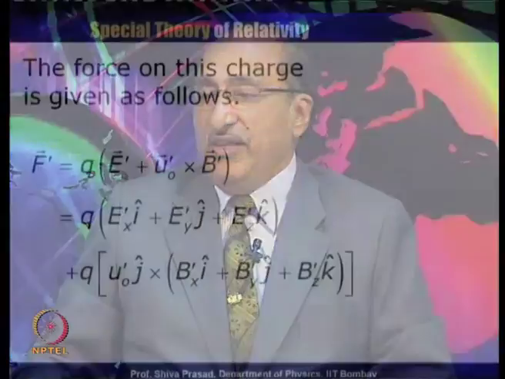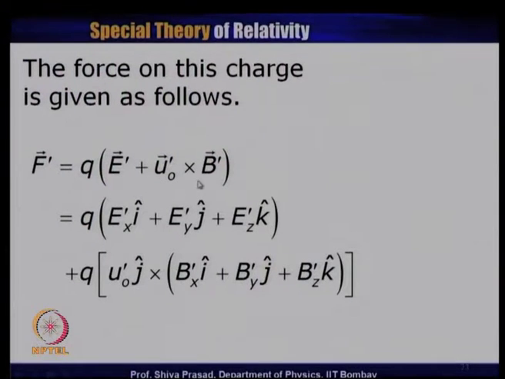So, this is the force on this charge, which has been given as F prime is equal to Q E prime plus u naught cross B prime. This is in the S prime frame of reference. In my earlier situation this term was not there, but now it is there because I am assuming that the particle is moving along the j direction.